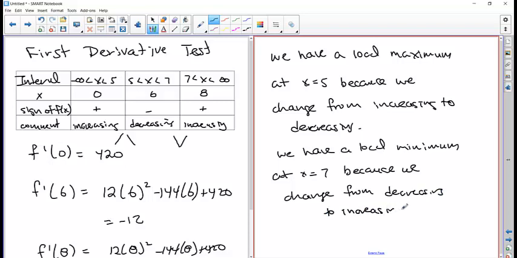So that's the first derivative test written out. So it goes from an increasing function to a decreasing function, like over here, then we have a maximum. If it goes from decreasing to increasing, then we have the local minimum. Okay, the next step is to use the second derivative test.